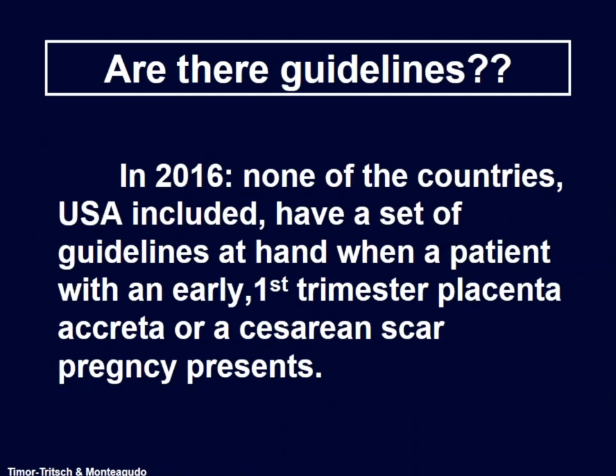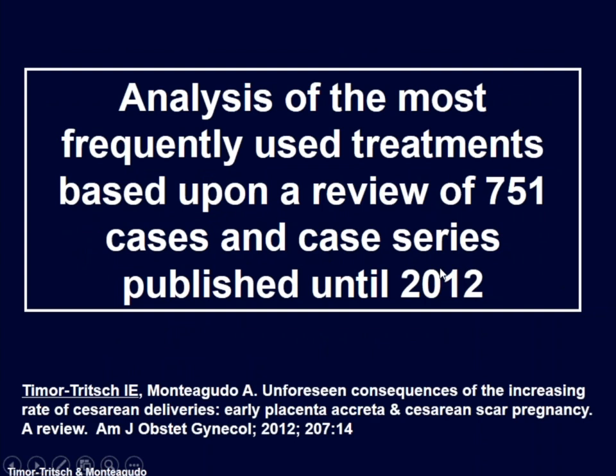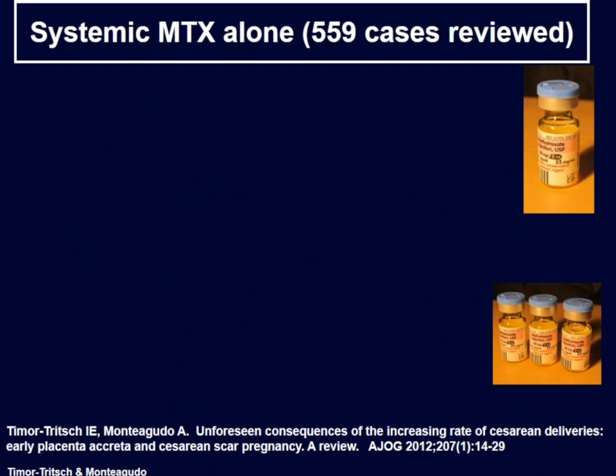Are there guidelines? Well, in 2016 and 2017 too, none of the countries, USA included, have a set of guidelines at hand when a patient with an early first trimester placenta accreta or cesarean scar pregnancy presents. Analysis of the most frequently used treatment based upon our review of 751 cases and case series in the literature that were published until 2012, I selected several of them.